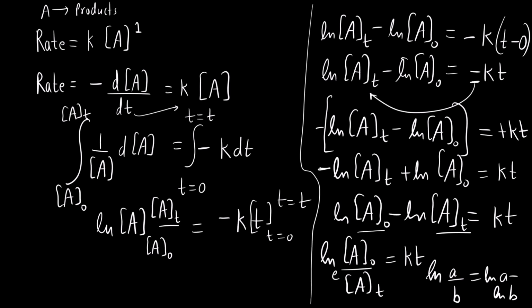Now ln is present, so here the base is e. So this is the final expression: ln A0 by At is equal to Kt. A0 is the initial concentration of the reactant. At is the concentration remaining after time t. K is the rate constant, t is time. So now we can plot some of the graphs.